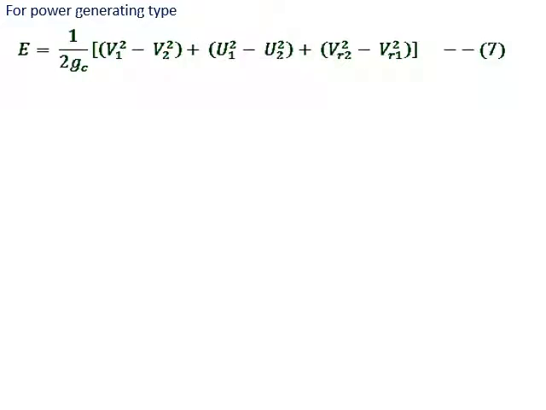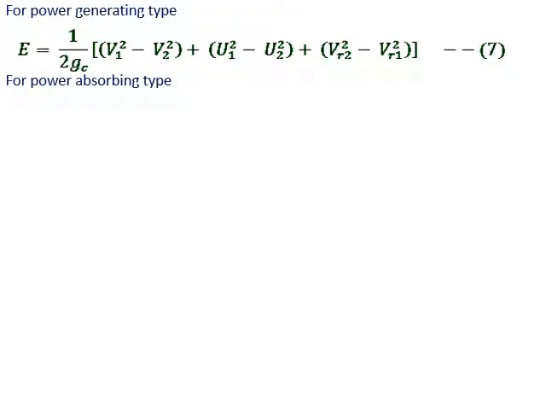Now for a power generating type of turbo machine, this energy transfer is given by 1 by 2 Gc. Then, further simplifying the previous expression, this is taken as V1 square minus V2 square plus u1 square minus u2 square plus Vr2 square minus Vr1 square. So that is expression number 7, and that is the energy transfer in a power generating type of turbo machine.